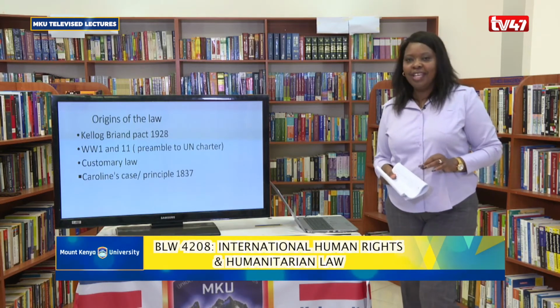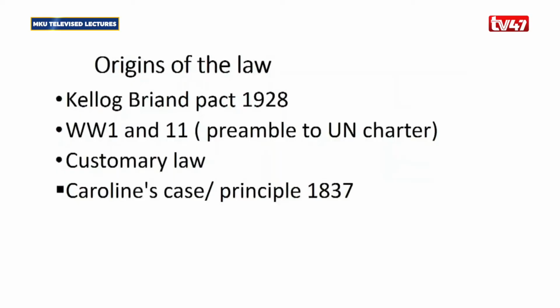This Caroline's case, also known as the Caroline affair, was a diplomatic crisis that arose between the US and British North America at that time, currently what we know as Canada. Canada was a colony of the British, a colony in North America, and because of that they had sovereignty over that area. However, there were some rebels who were fighting against the British government in Canada.